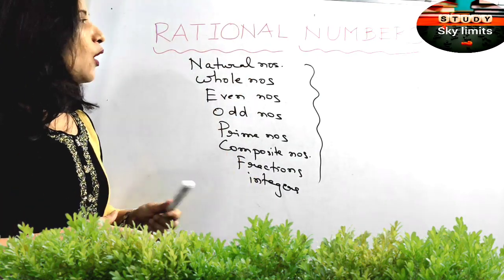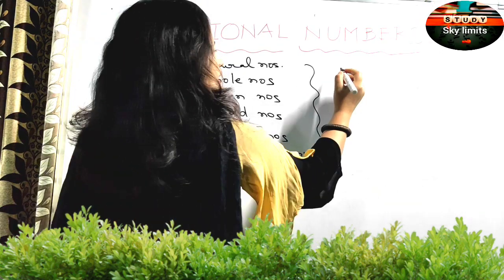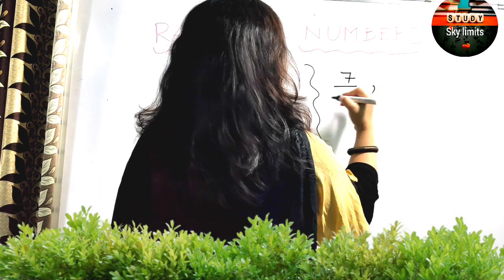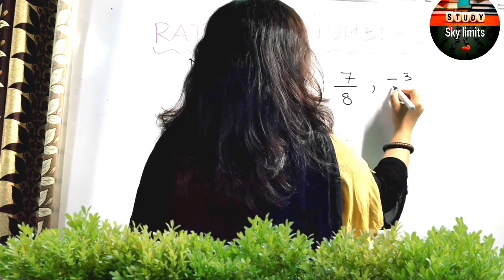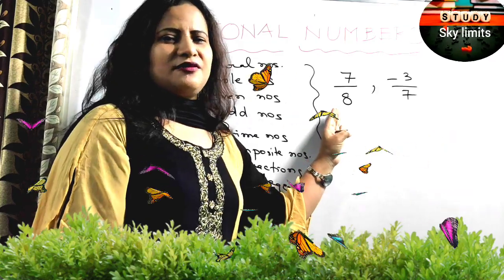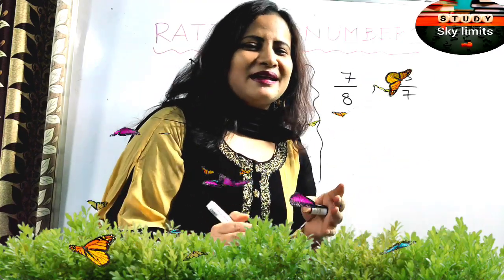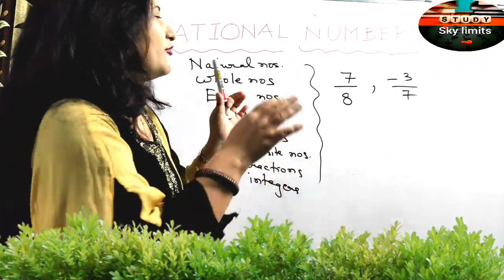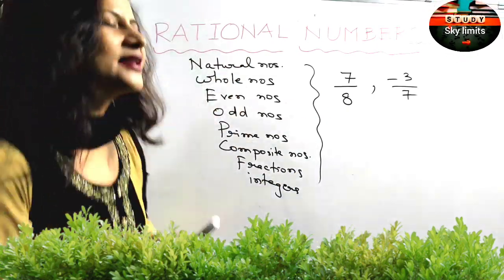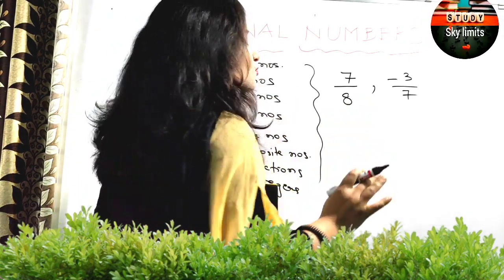Okay. So now suppose we write two things here. Suppose I write here 7 by 8, 7 upon 8, and here I write minus 3 by 7. Okay. So look at these two. You know that the first one is a fraction, right? And the second one is also a fraction. You must be thinking like that, isn't it? Because you have read that a fraction has a numerator and a denominator. Okay. But the thing is, what is the definition of a fraction? What is the meaning of fraction?